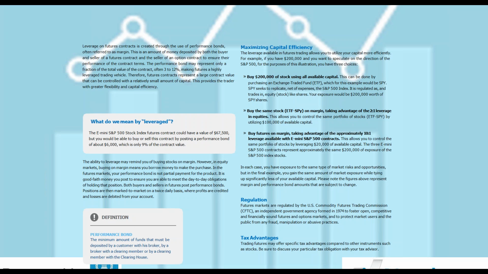So what do we mean by leverage? Say, for instance, the E-mini S&P 500 stock index contract could have a value of $60,500. But you would be able to buy or sell this contract by posting a performance bond of about $6,000, which is 9% of the value. The ability to leverage may remind you of buying stocks on margin. However, in equity markets, buying on margin means you borrow money to make a purchase. In the futures market, your performance bond is not partial payment of the product. It is good faith money you post to ensure that you're able to meet the day-to-day obligations of holding that position.